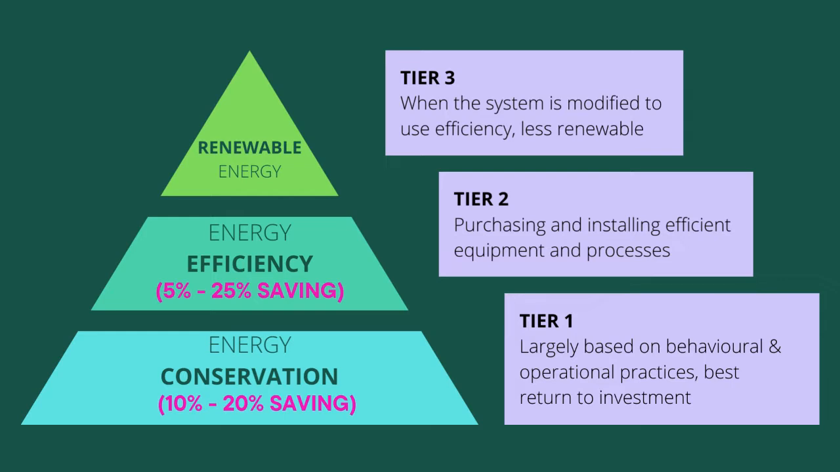Tier 3 is made up of renewable energy. Less renewable energy is required when the system is modified to use efficiency. In Tier 3, we can use solar PV to renew energy by utilizing the heat from the sun.